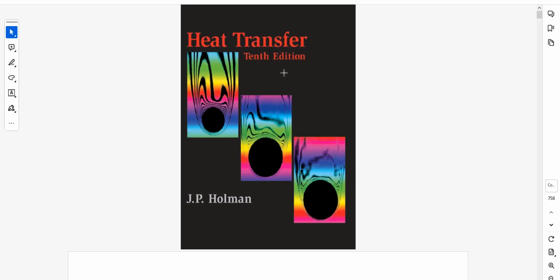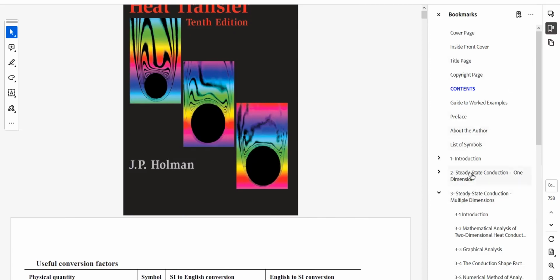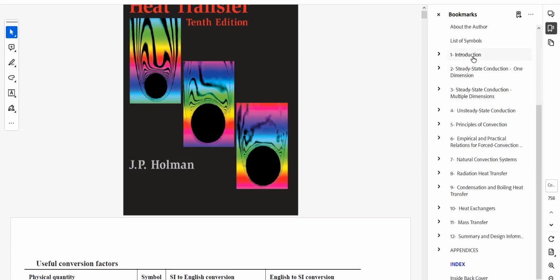But first let me introduce the chapters of that. First chapter is introduction, second is steady state conduction in one dimension. Third chapter is steady state conduction in multiple dimensions, and 4 is unsteady state conduction. Then let me go to chapter 4, problem number 74.